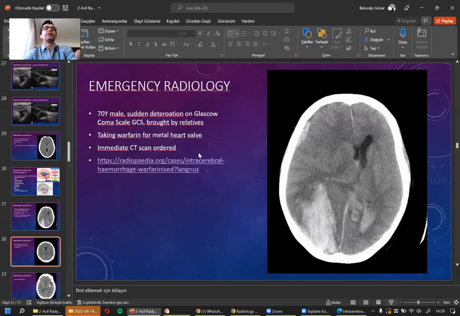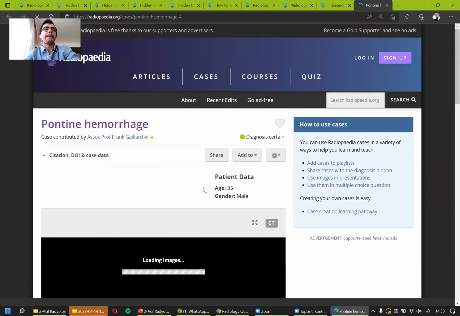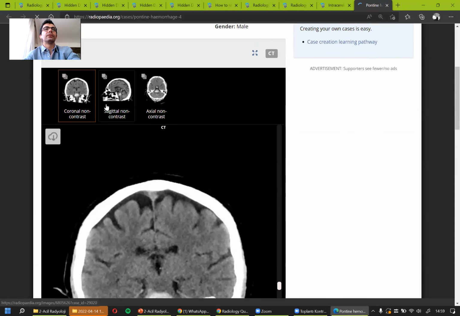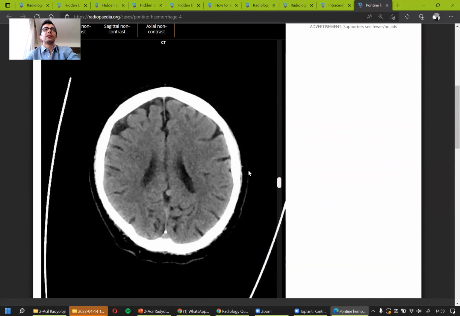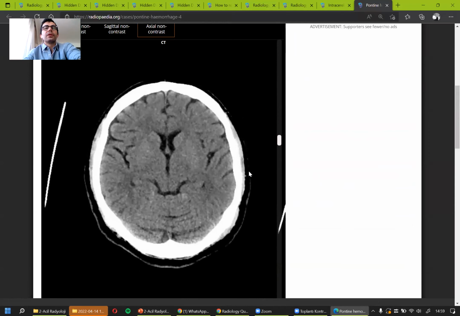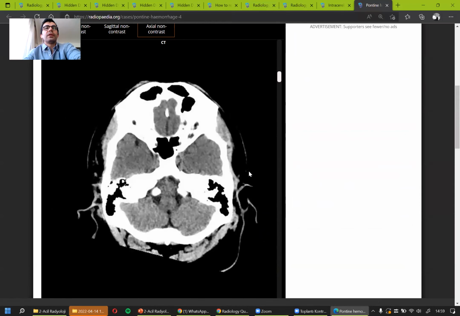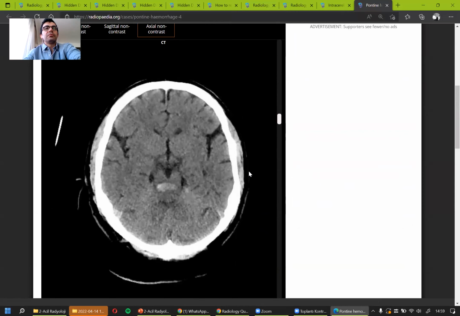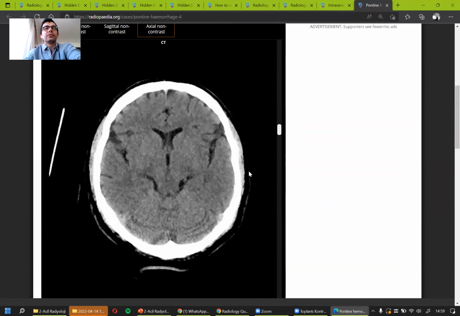We are seeing another patient, 35 years old, with sudden loss of consciousness. Okay, I'm looking at the typical axial CT scan now. I'm checking the brain parenchyma, the ventricles, the cerebrospinal fluid and everything. Does anybody recognize something?